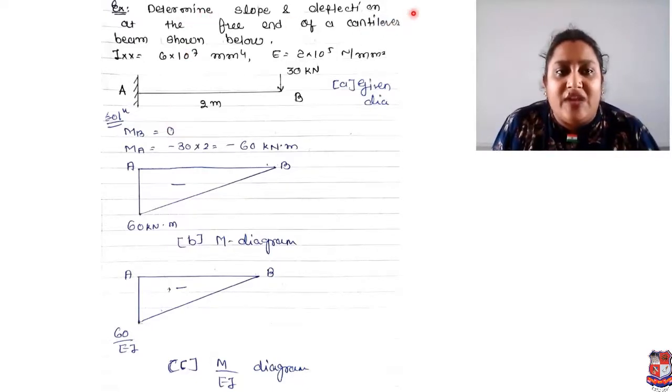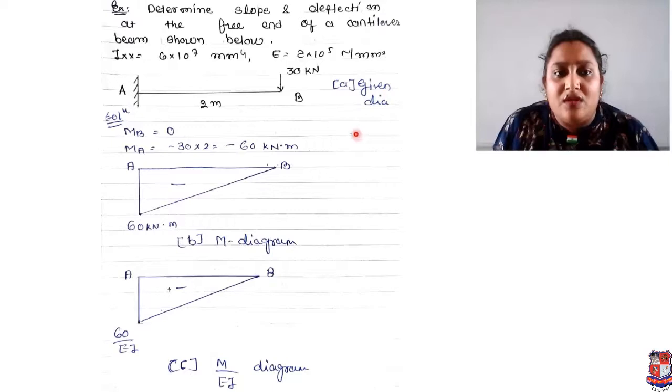Determine slope and deflection at the free end of the cantilever beam shown below. Ixx is equal to 6 into 10 raised to 7 mm raised to 4. E is equal to 2 into 10 raised to 5 Newton per mm square. Whenever any data is given, we have to see what data is given and what we have to find. So determine slope and deflection means we have to find slope theta and deflection at the free end of that cantilever. I and E are given.